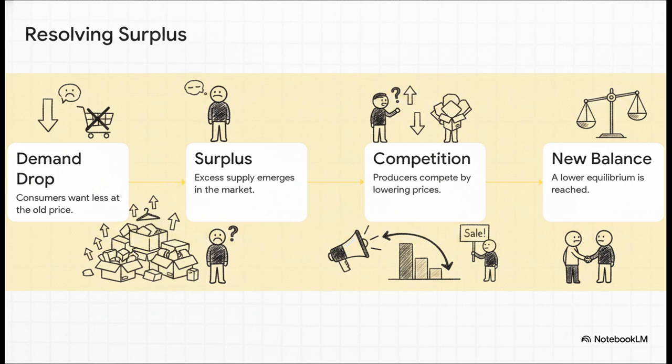We have a mechanism to resolve this surplus. Consumers want less at the old price, which creates that excess supply. But now, instead of consumers competing, it's the producers who are forced to compete. Panicked sellers are desperate to clear out their inventory and recoup whatever money they can. So they start undercutting each other. They slap sale signs on everything, they pull the price down, and as the price gets lower and lower, a few more of those bargain-hunting consumers are tempted to buy, until a new balance is finally reached.